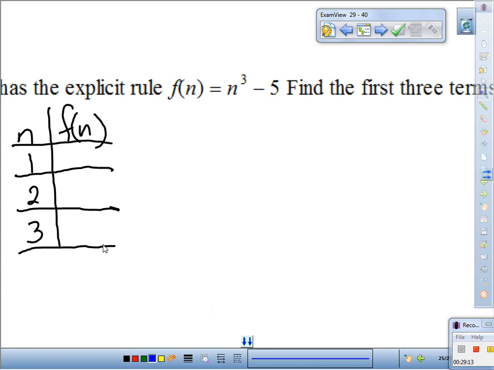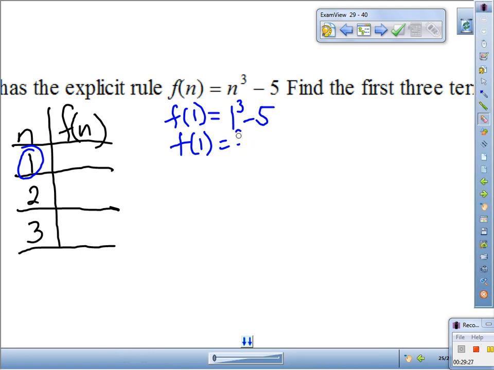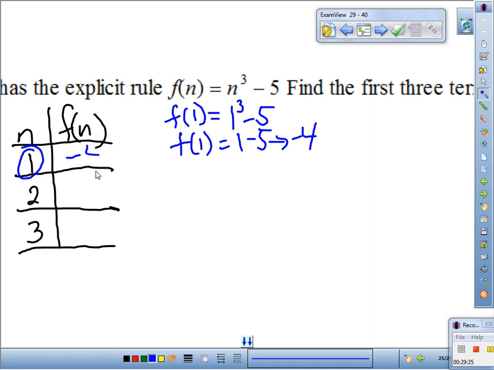So what is my first value? 1. So I write what? F of 1 equals 1 cubed minus 5. What is 1 cubed? 1. What is 1 minus 5? Negative 4. That goes right there. Okay, I'm done with the first one. Let's go with the next one.